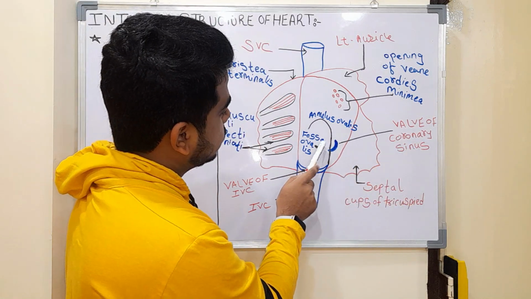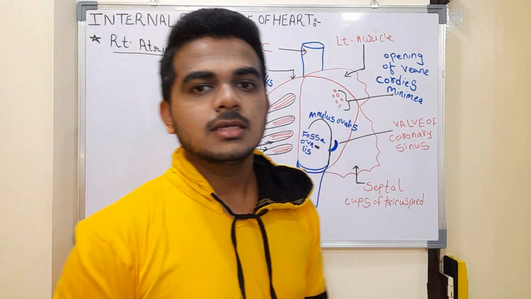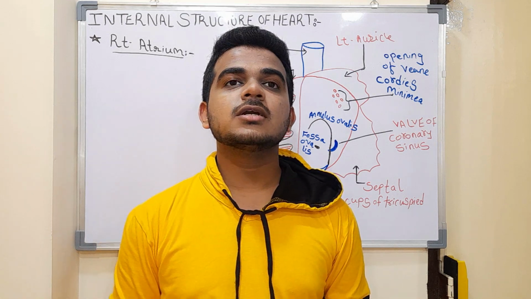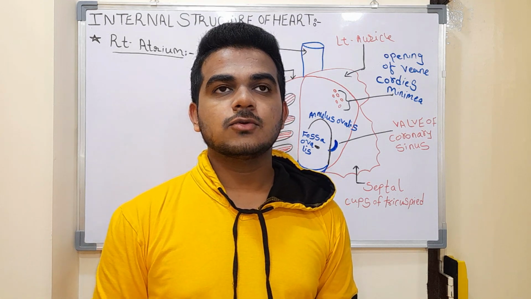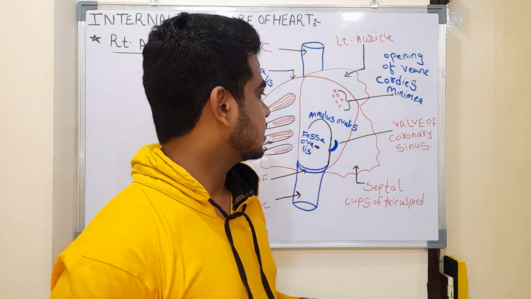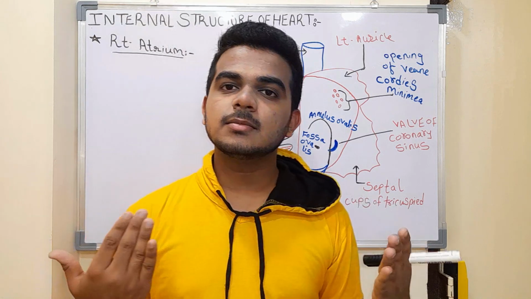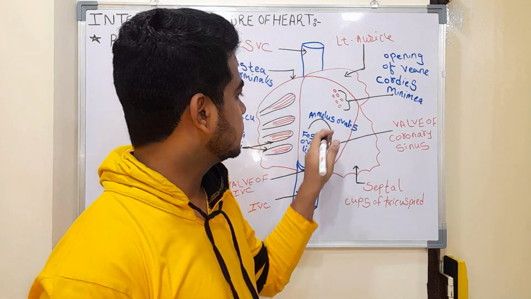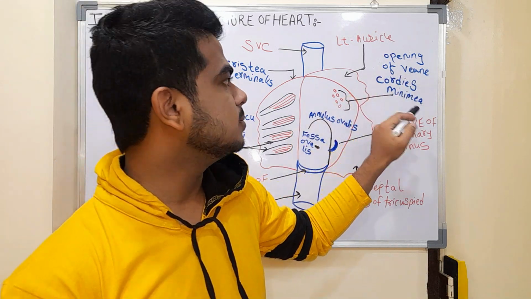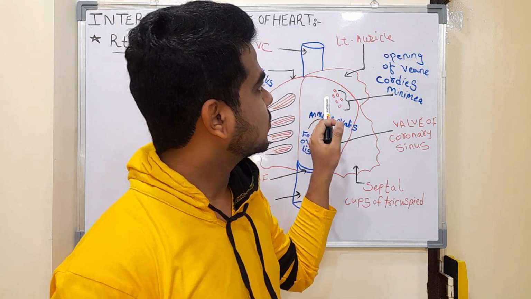This is the fossa ovalis and annulus ovalis. It is also an opening in the right atrium during fetal life. Okay, when the fetus is in the uterus, at that time the blood is transferred through this opening. But after the birth of the fetus, this opening closes. Okay. Then this is the opening of venae cordis minimae. Some veins of the heart also open into the right atrium.